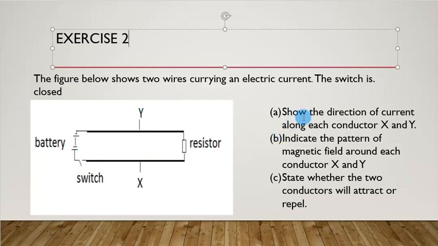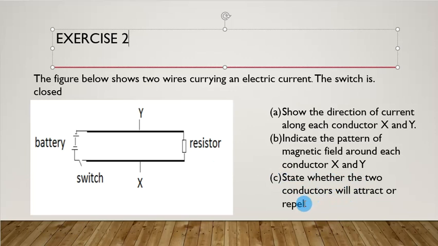The first question is, show the direction of current along each conductor X and Y. So you indicate by way of drawing using an arrow to show the direction of current. Then B, indicate the pattern of magnetic field around each conductor X and Y. So you indicate here the circular movement by using a circle showing the direction in which the field lines will be. And then C, state whether the two conductors will attract or repel.